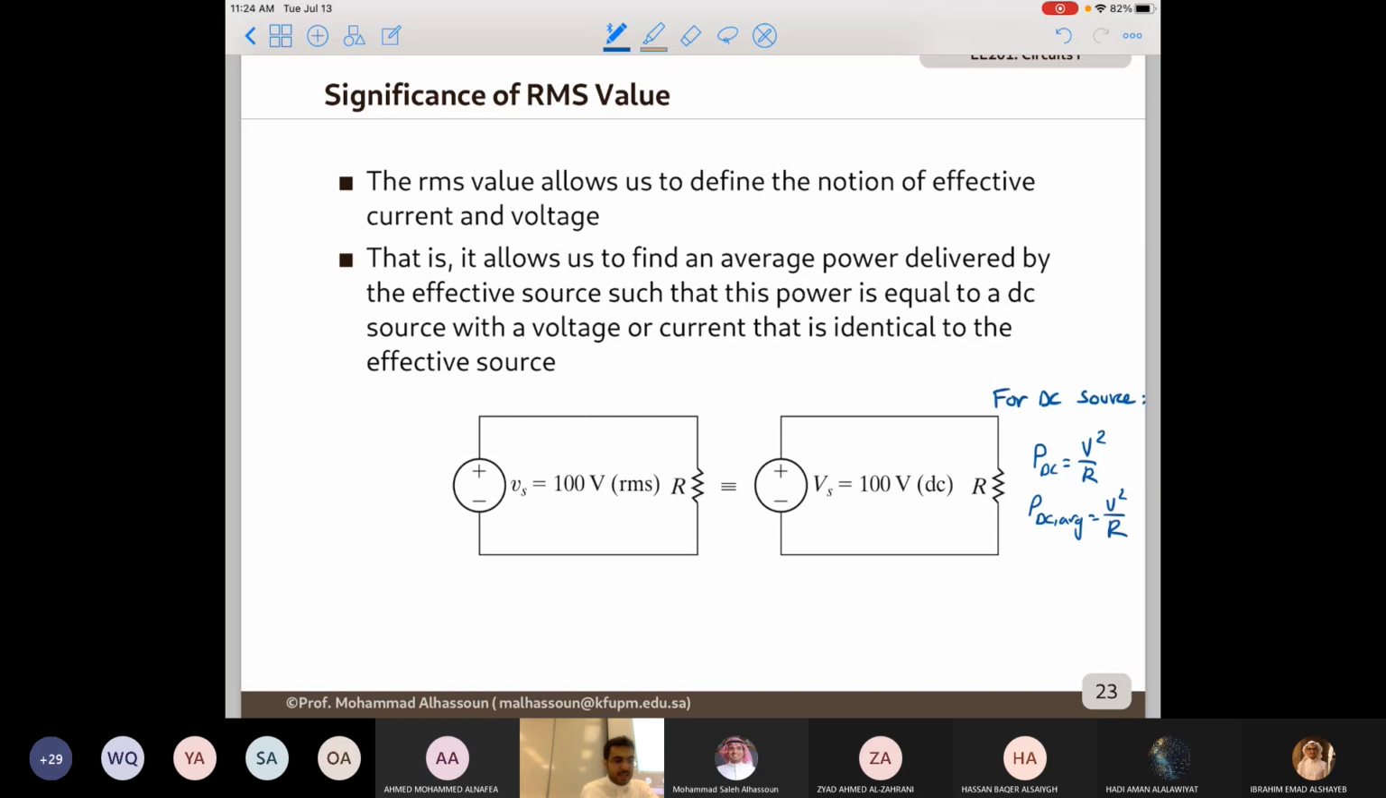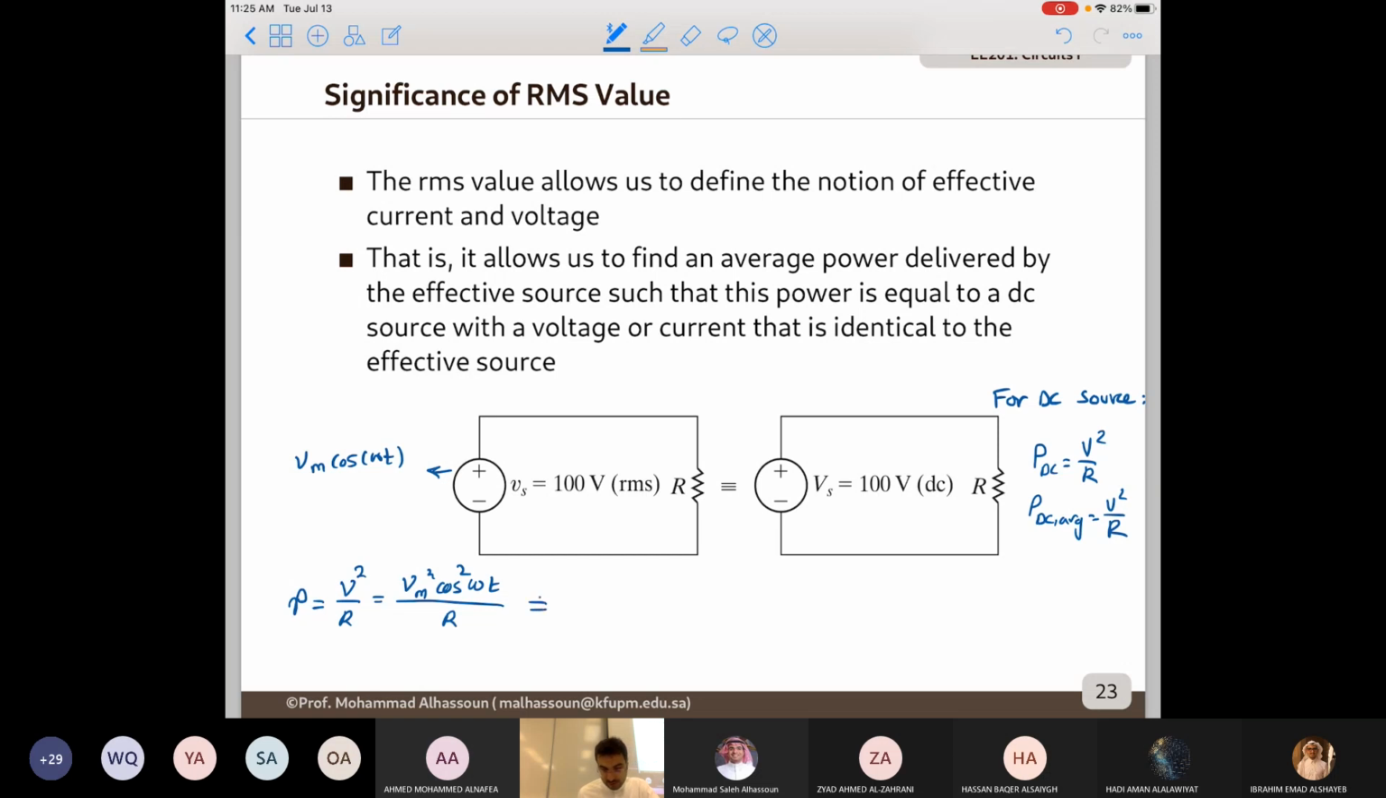Now let's assume that I have this sinusoidal source. I'm making it simple, so I'm assuming that the phase is 0, it doesn't matter. So what is the power across this resistor? Again, using Ohm's law, it's going to be V squared divided by R. V squared is going to be Vm squared cosine squared of omega t, divided by R.